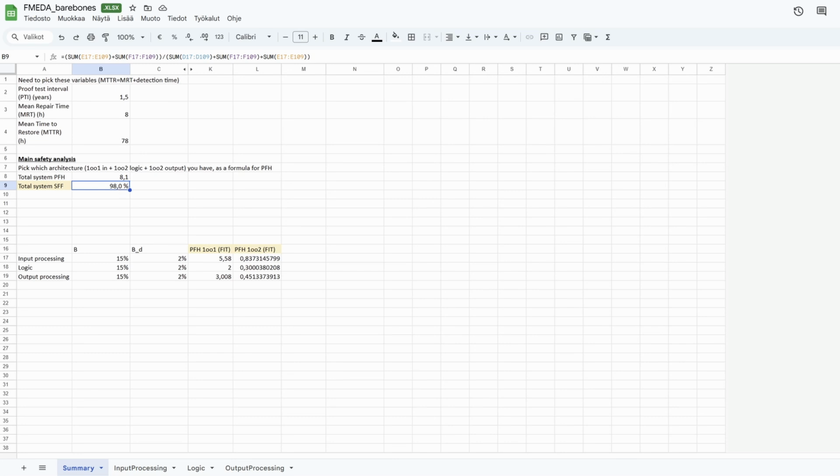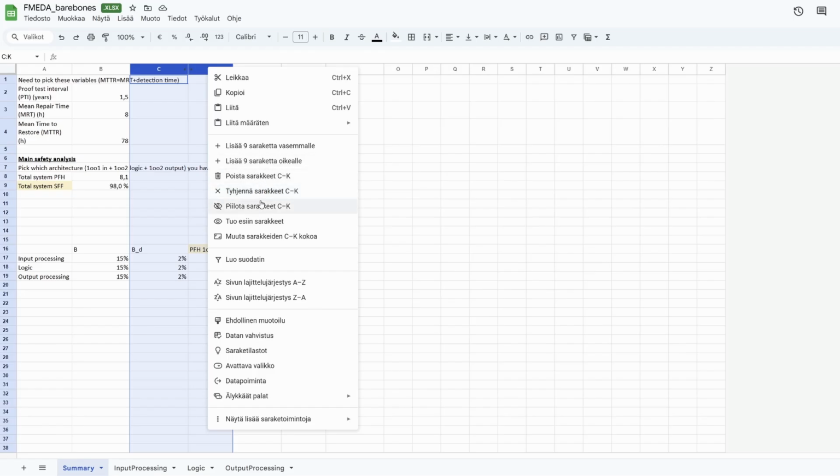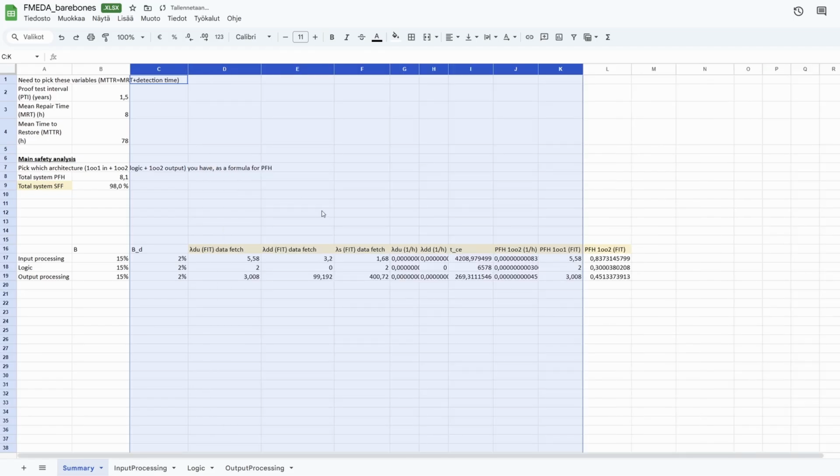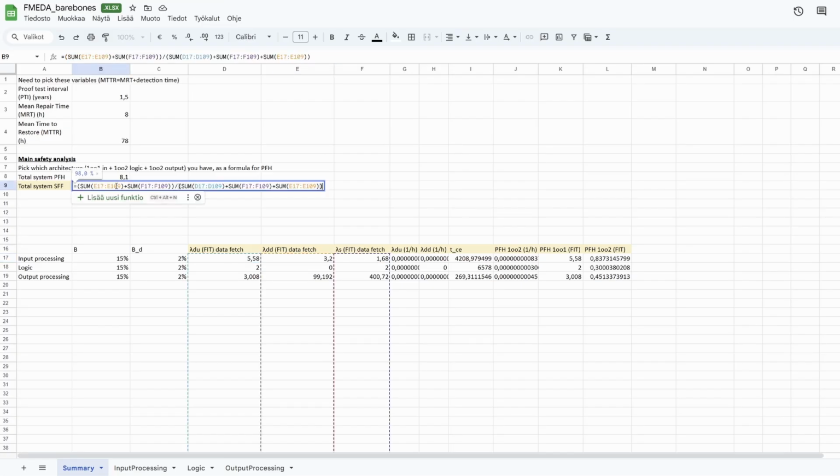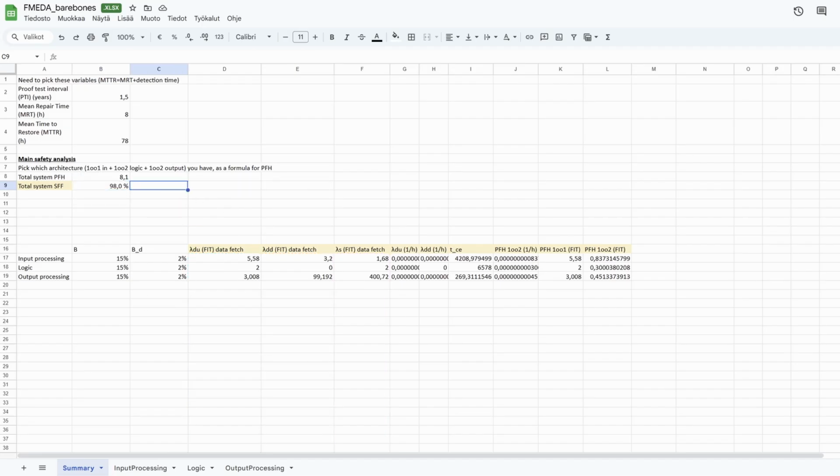And the total system SFF can be gained by going and actually viewing the data that we have, which is the fetch data from those bottom requirements, and summing over each of those. That will give you the total system SFF. And these two values are going to be the values you list in your safety manual.